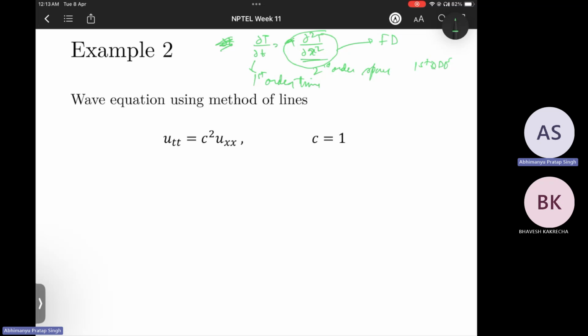In this case, what is happening is that del square u upon del t square is equal to c square del square u upon del x square. So I will discretize this using the central difference scheme only. So I will be getting u i plus 1 minus 2 u i plus u i minus 1 upon h square, right?